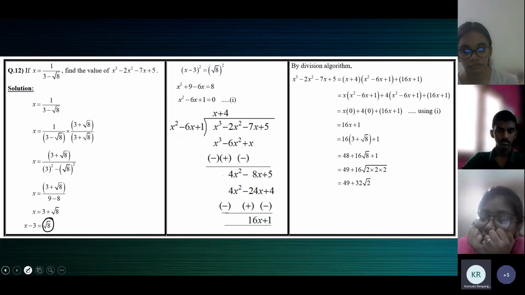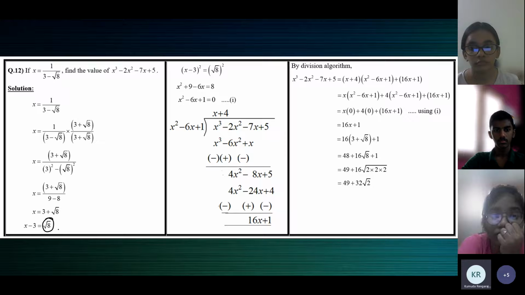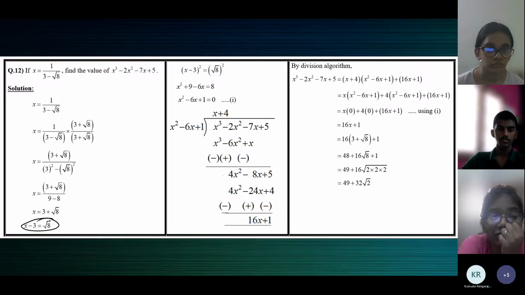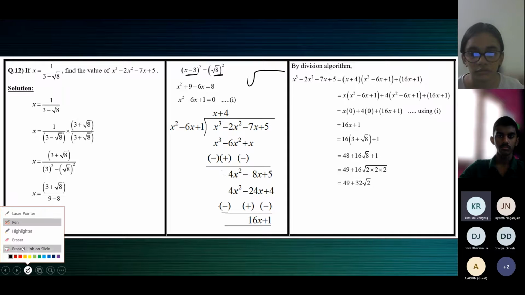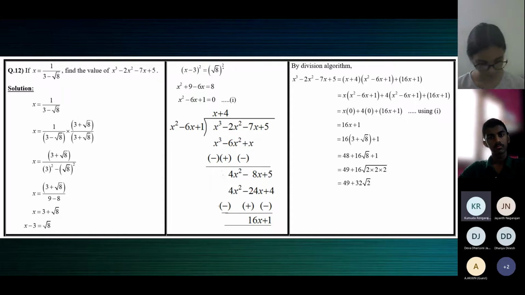So after having root 8 alone on one side, we square this equation on both the sides. x minus 3 the whole square is equal to root 8 the whole square. Now, why square? Because I don't want the square root symbol. I want to get rid of it. That's why we have root 8 alone on one side, so that when you square on both the sides, you can get rid of the square root symbol.